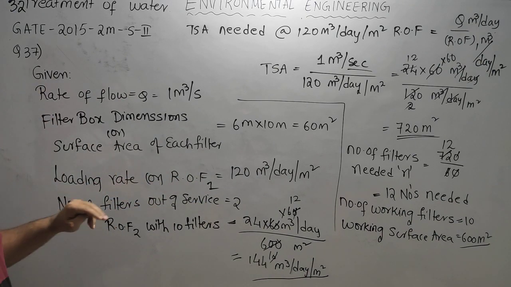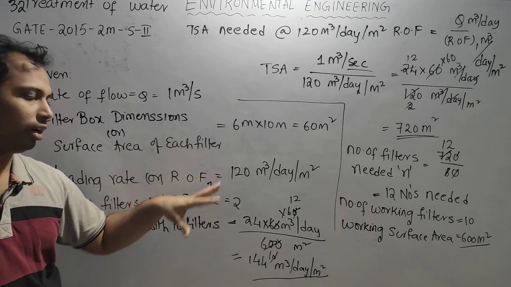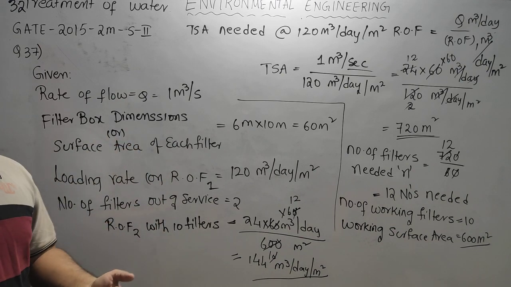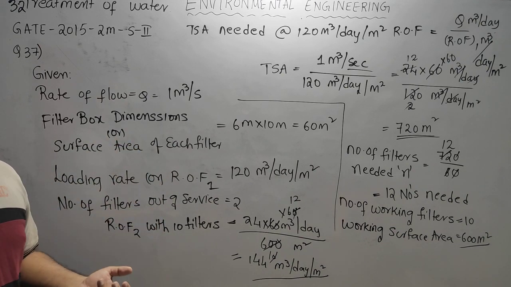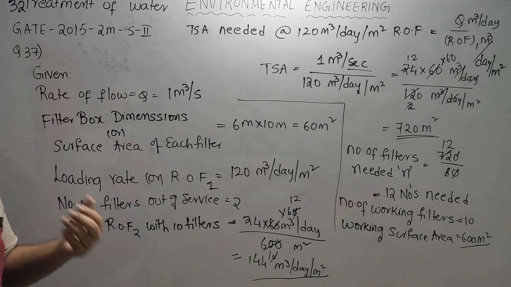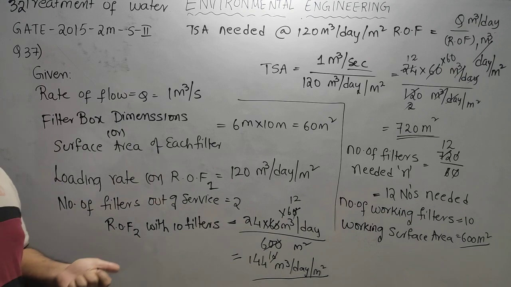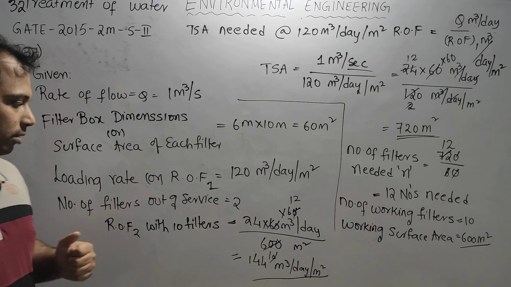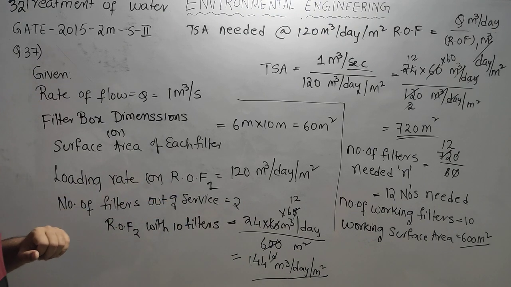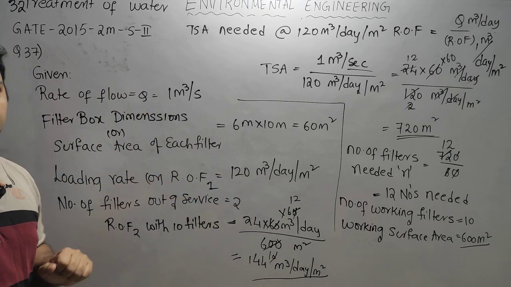If I put 2 filters under service, then the loading rate will increase on the rest of the filters. Then what is the revised loading rate on the rest of the filters because of a breakdown of 2 filters? That is the question. So for doing that, first we need to know how many filters are working with this rate of filtration.